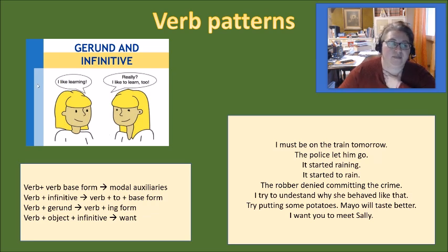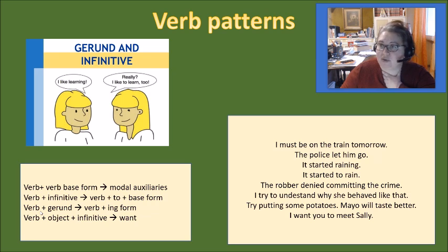So let's have a look here. We have verb plus verb base form in modal auxiliaries. The first example here is I must be on the train tomorrow. First verb in the indicative and second verb the base form. Then I can have verb plus infinitive, which means to plus base form. For example, I try to understand why she behaved like that, or it started to rain, right?